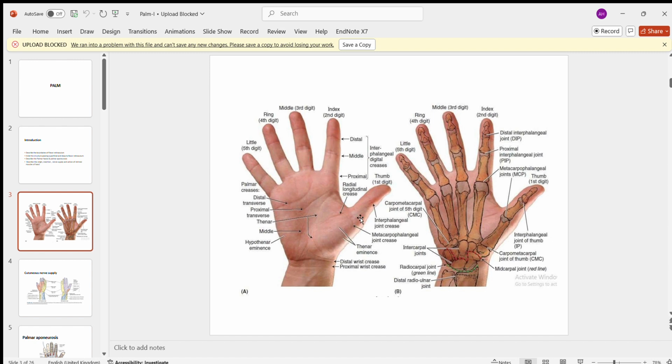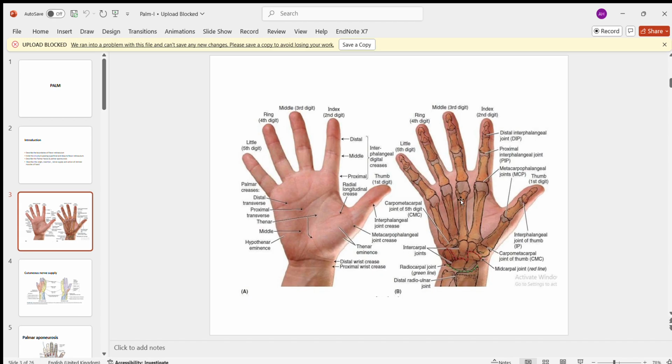We start from the lateral side. This is the first digit, the second digit, third digit, fourth digit and the fifth digit. And these are the palmar creases, the wrist creases, the proximal wrist crease and the distal wrist crease.